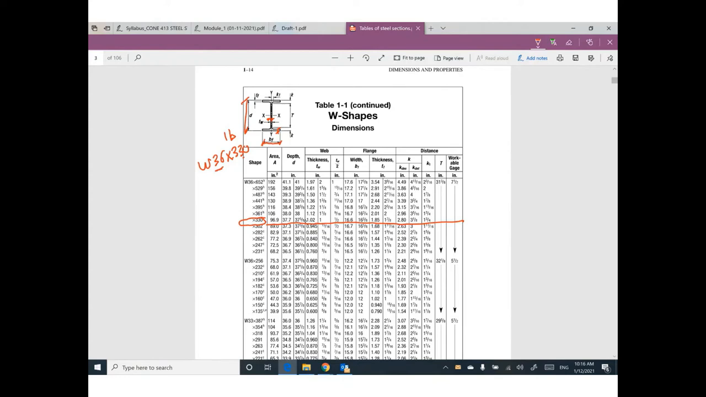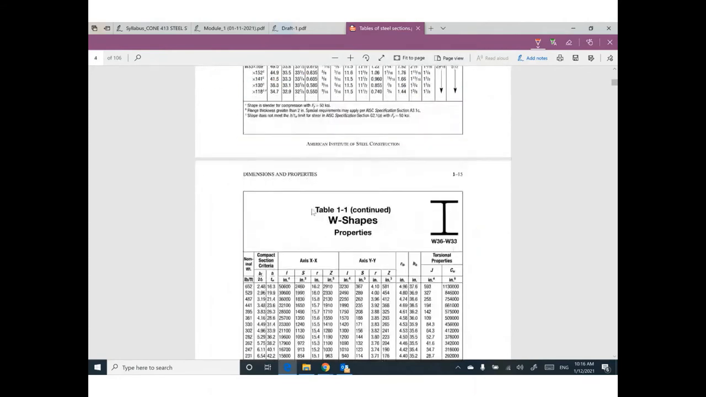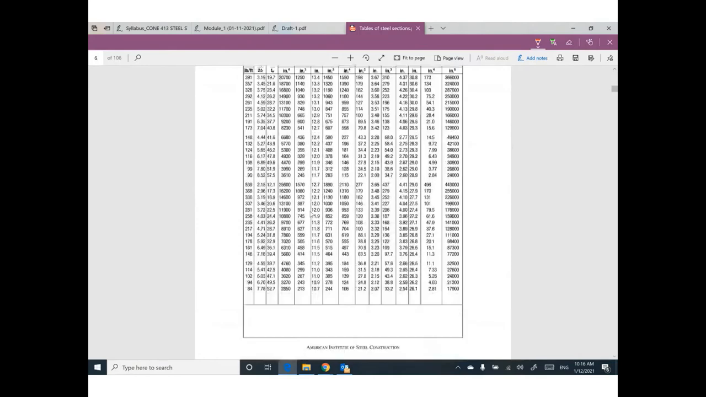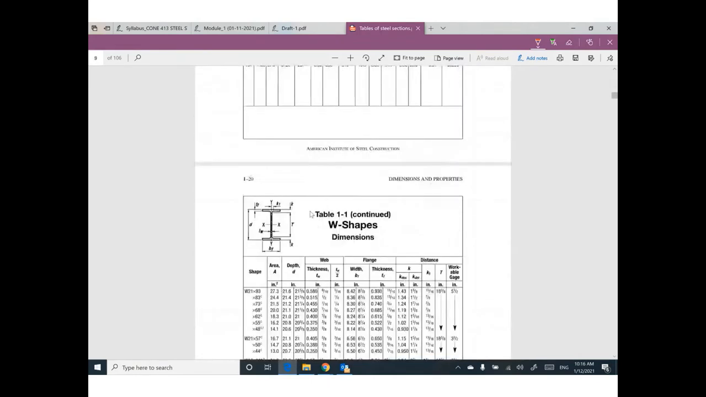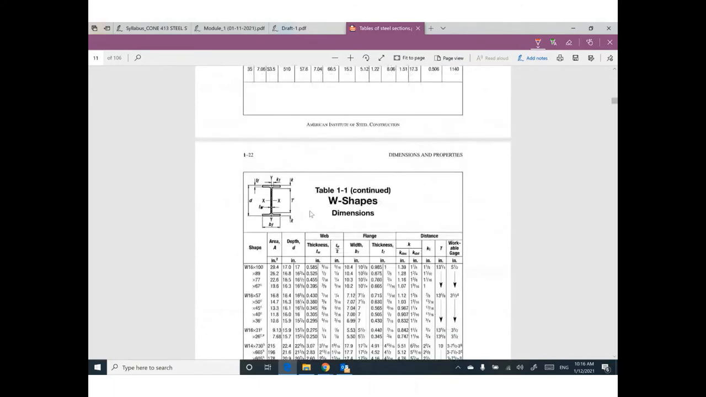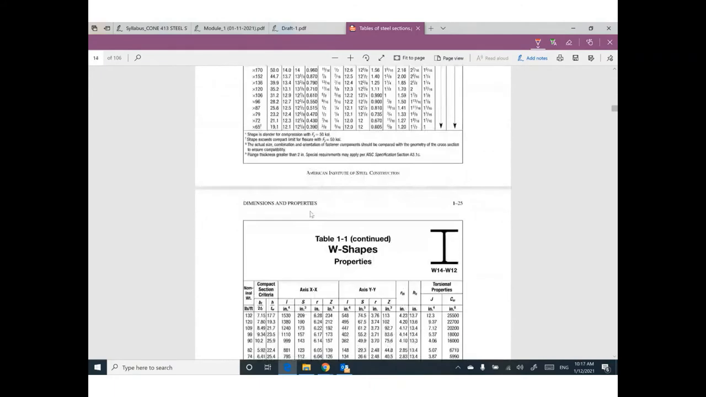It can give you what is the web thickness, what is the flange width, what is the flange thickness, what is the total depth, what is the cross-section area. Everything you need about this cross-section, you can find the section properties from this table. But just what is the name of the cross-section? This table will give you everything you need about W-shapes. Okay? Everything you need about W-shapes.